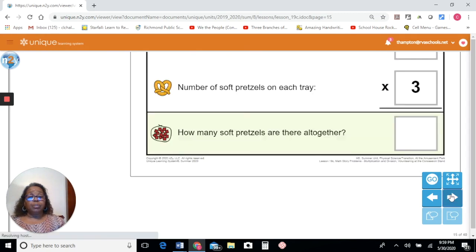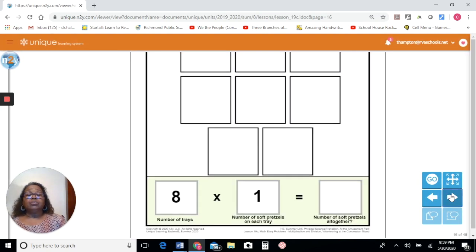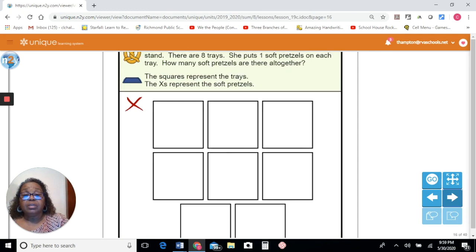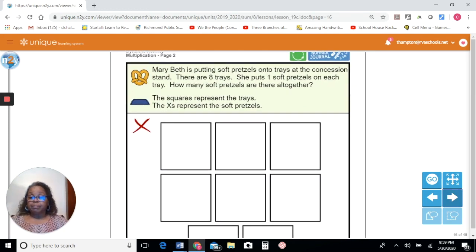I'm feeling really good about this. I think we're learning some really good stuff. Let's see what happens. This is the word problem. Mary Beth is putting soft pretzels onto trays at the concession stand. There are 8 trays. She puts 1 soft pretzel on each tray. How many soft pretzels are there altogether?